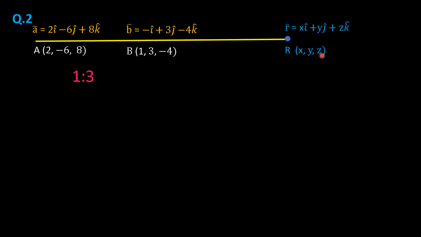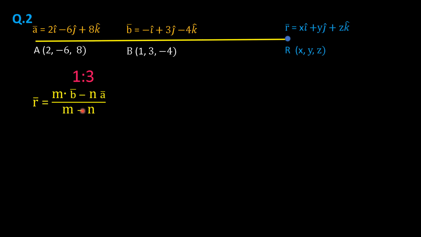from these coordinates. Now, in order to find R bar, we will use section formula for external division, which goes like this: R bar equals M B bar minus N A bar divided by M minus N. Please note the use of minus sign here.